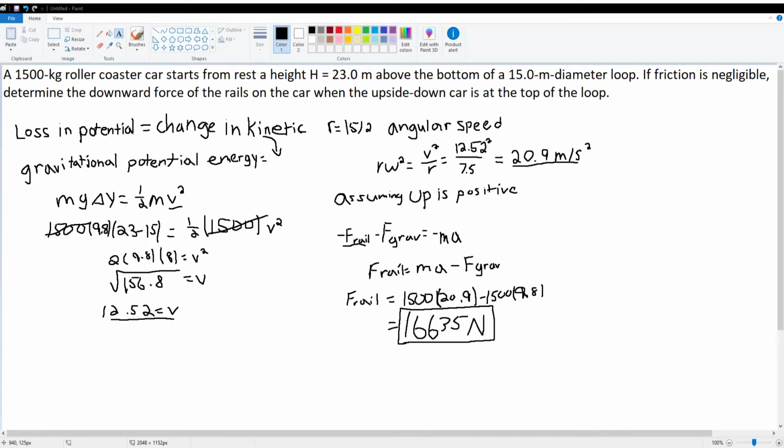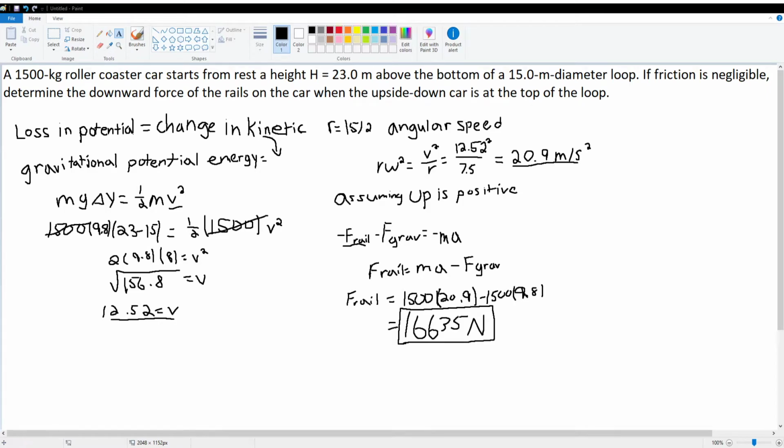So we have a couple of things here. We have mass, we have the height from the top and the bottom of the loop. And we know friction is negligible, and we want the downward force. And we also know that this roller coaster car is on Earth.